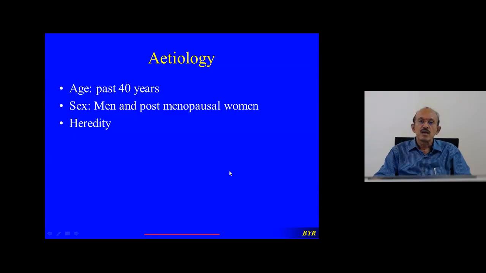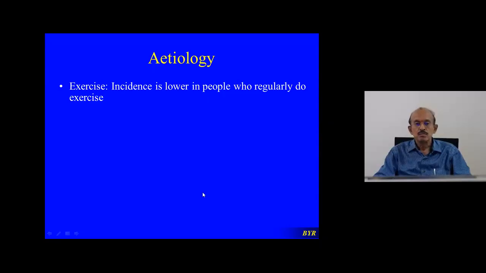That means some individuals you see myocardial infarction even at the age of 35 or 40 years. So this will be seen mostly in people with hereditary or genetic factors. There are certain genetic factors which make the atherosclerosis develop faster and at a younger age. Incidence is lower in people who regularly do exercise.